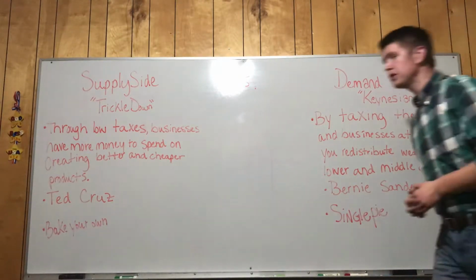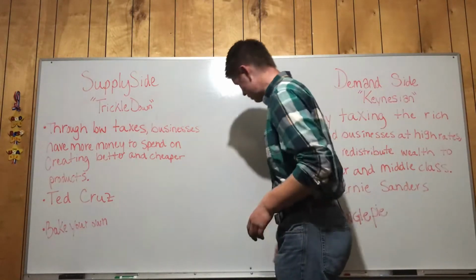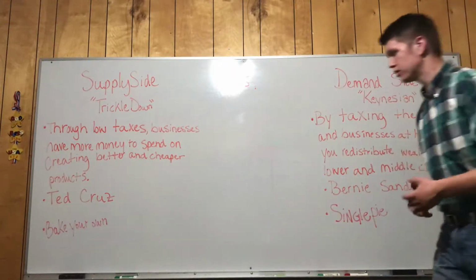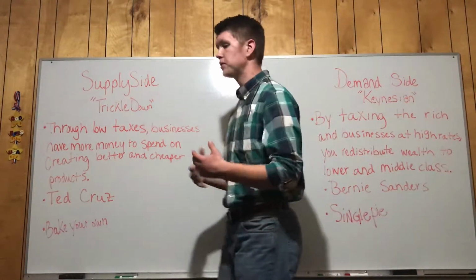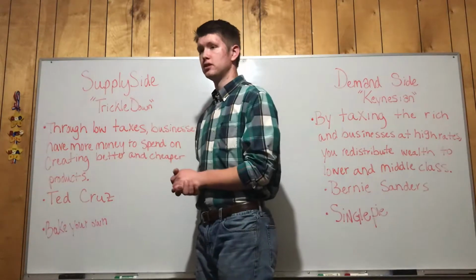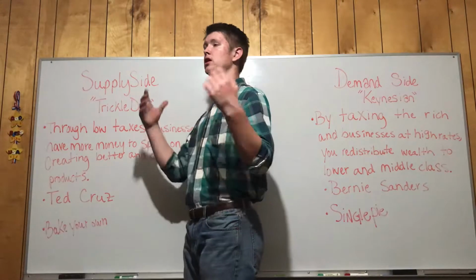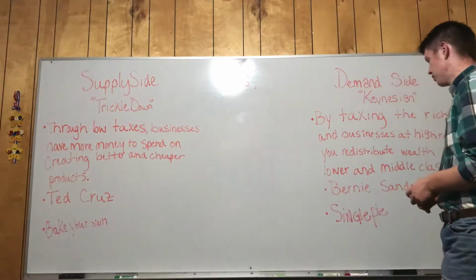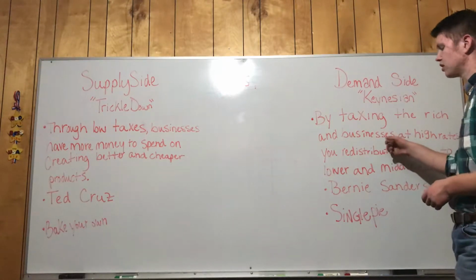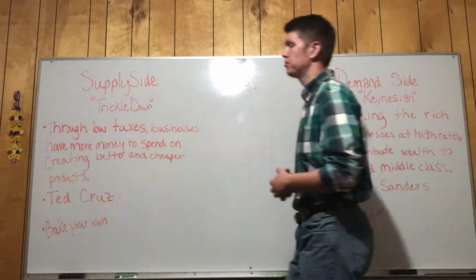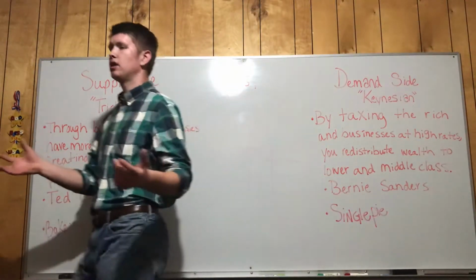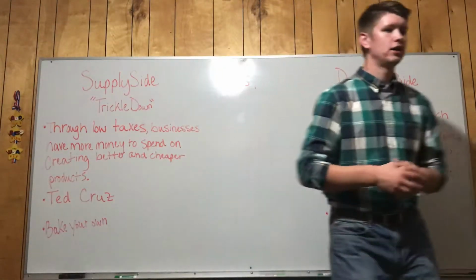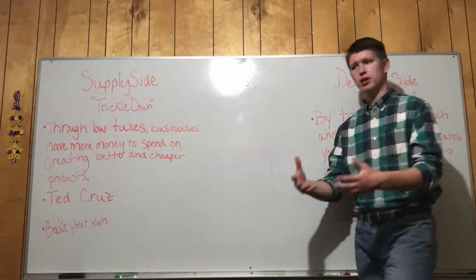Now, there are a lot of people who want to meet in the middle. What they say is, we believe in cutting taxes for businesses, and we're also going to have government programs to redistribute money. That's what we have right now, actually. You see a lot of government programs that give money back to people.